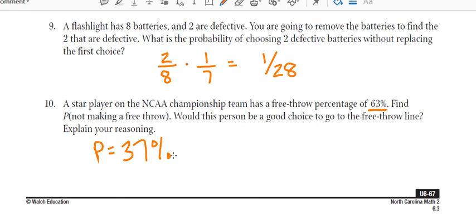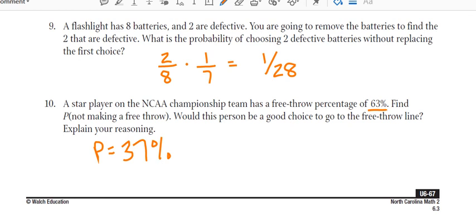And it says, would this person be a good choice to go to the free throw line? I would say no. You get lots of players that are way closer to the 80s, 90s. This person has a 37% chance of missing, and that's a pretty high percentage chance of missing here in an athletic situation.